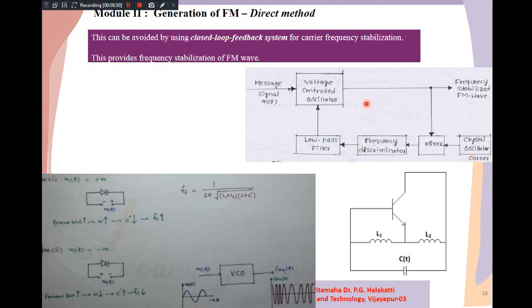This will happen in a recursive manner. It will happen many times in the loop until your FM output is stabilized, until there is no frequency difference between the FM wave and the local oscillator. So this is how, guys, you need to explain this. I just wanted to add this along with the main explanation of the operation of direct method generation of FM.